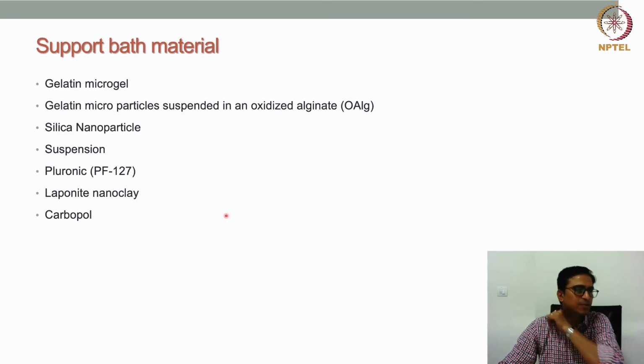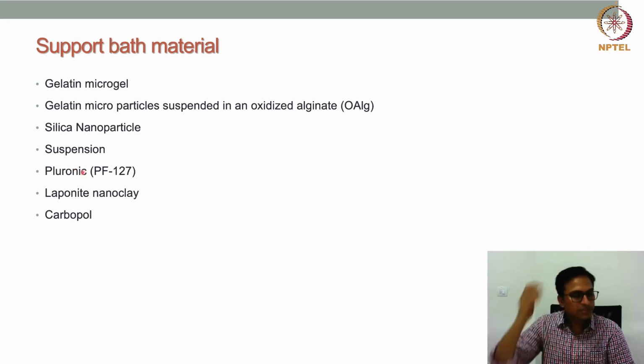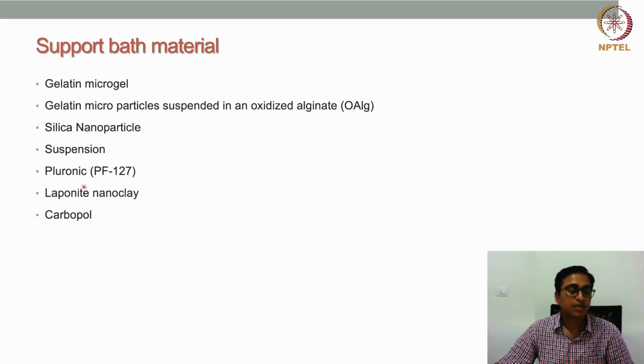Pluronic is another support bath material. Pluronic is a thermoreversible material, similar to gelatin. Gelatin is a thermoreversible material, so Pluronic is also thermoreversible, but the property is opposite to gelatin. Below 20 degrees it behaves like a liquid, above 20 it behaves like a gel. So that's why this material is also a very good material for printing structures, used as a support bath.